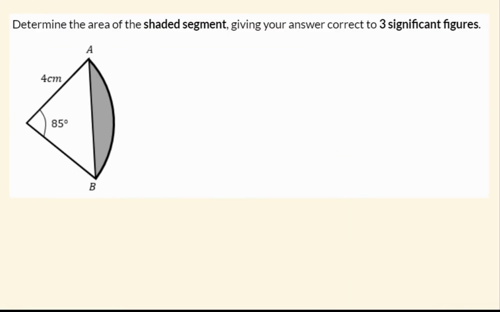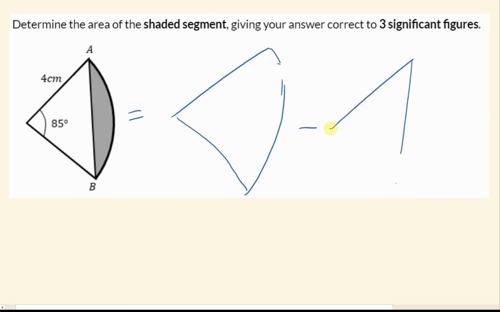Okay, let's go through this example. Here I want the area of this shaded segment. The way we're going to do that is, first things first, work out the area of the sector, so it's basically everything, and then take away just the triangle. What we're left with is this shaded region here.